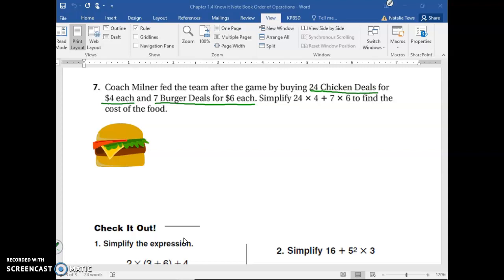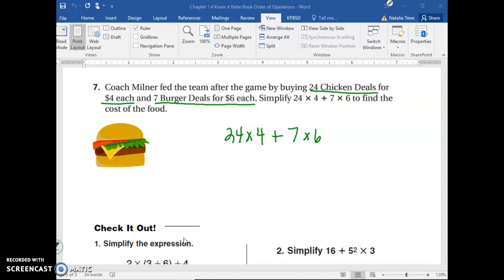Now, in this case, I didn't even have to come up with the expression. They just gave it to me. So really, they've made my story problem super easy. They said 24 times 4 because 24 chicken dills at $4 each, right? And then they're adding the 7 burger dills times 6 because they were $6 each. So now my job is very easy. I just have to do order of operations and solve it.